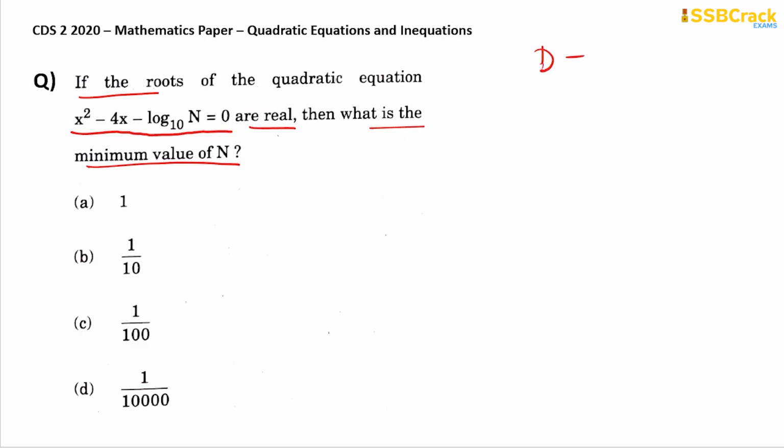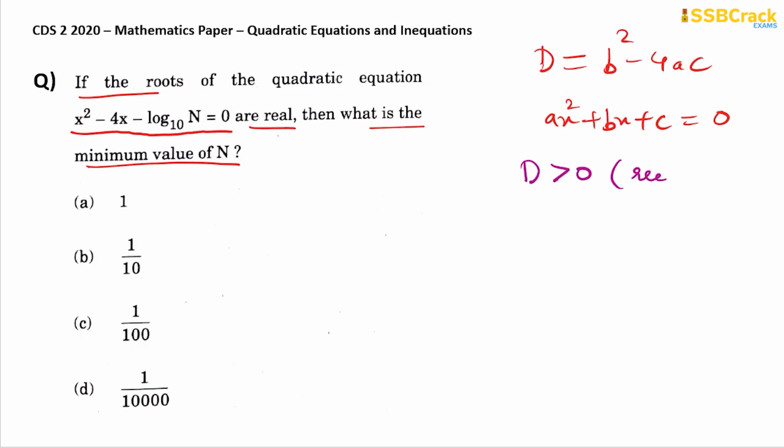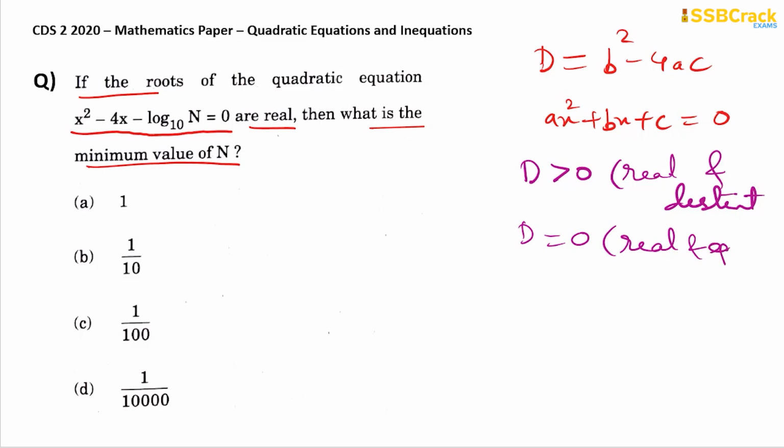You know that the discriminant D is defined as b square minus 4ac for a quadratic equation of the form ax square plus bx plus c equals 0. You know the three important conditions: when D is greater than 0, roots are real and distinct. When D is equal to 0, roots will be real and equal. And when D is less than 0, roots are not real.